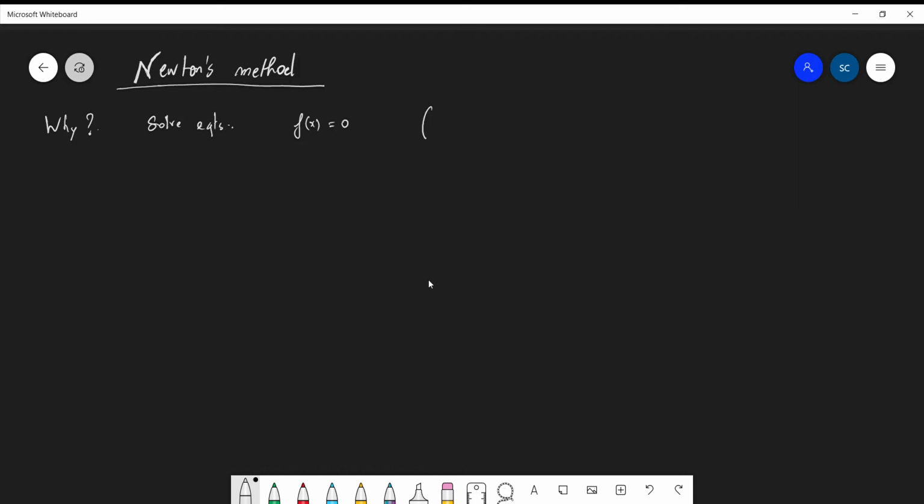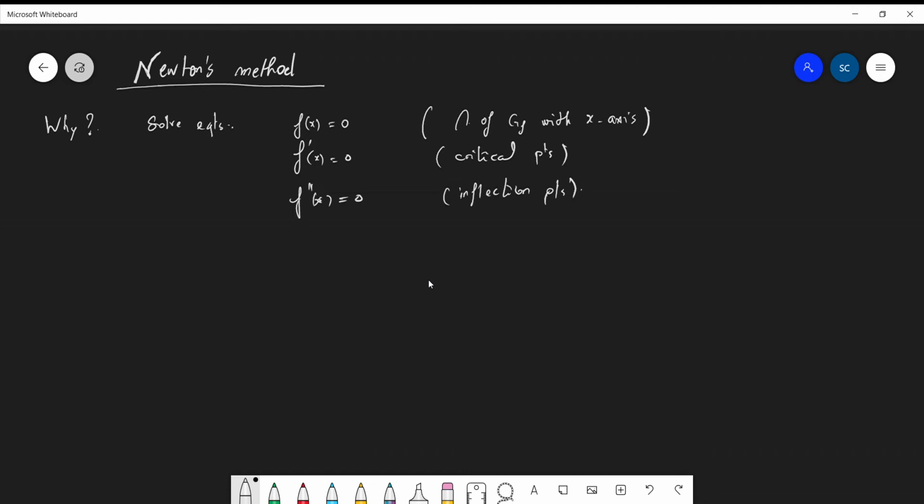This comes with the intersection of the graph of f with the x-axis, for example. We need to solve the equation f'(x) = 0 to find the critical points. We also needed to solve f''(x) = 0 to find the inflection points.